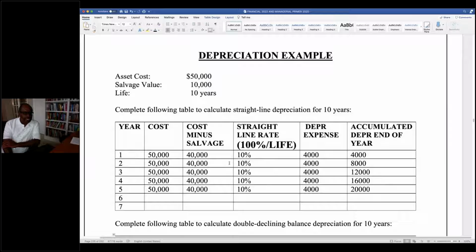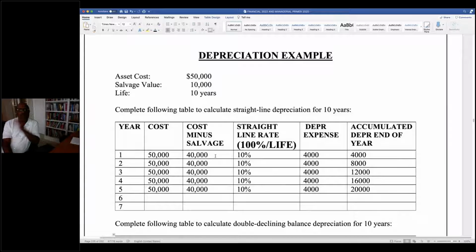We do the same thing for year 2, but the accumulated is now 8,000. We do the same thing for year 3. Accumulated is 12, accumulated is 16, accumulated is 20. So everything stays the same except how much depreciation we've taken. It builds cumulative each year, $4,000 a year.